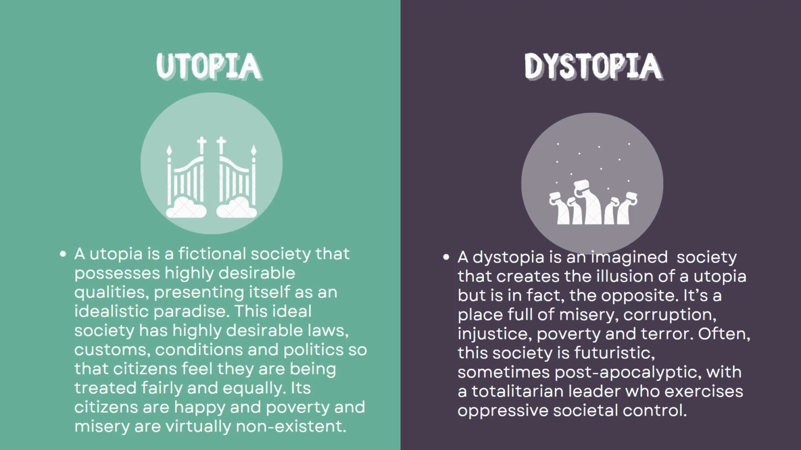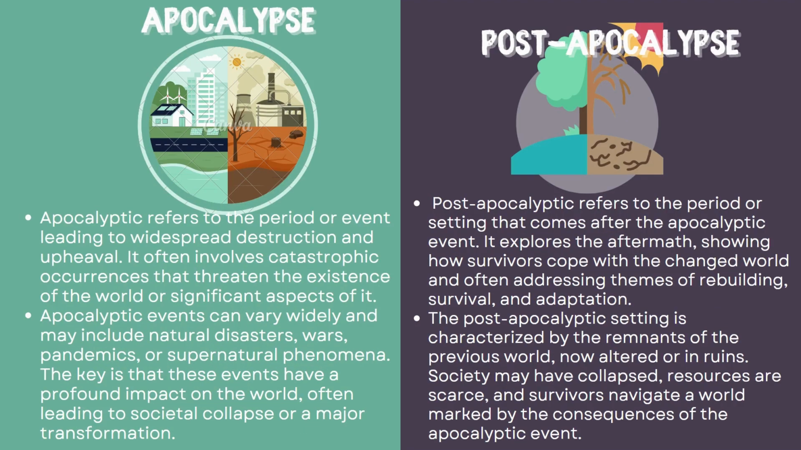So, when it comes to dystopia, it's actually an imagined society that creates the illusion of a utopia but is in fact the opposite. So, it's a place full of misery, corruption, injustice, poverty, and terror. Often, this society is futuristic, sometimes post apocalyptic, with a totalitarian leader who exercises oppressive societal control. So, hope you understand the difference between the two concepts, which is very much essential when it comes to apocalypse and post-apocalypse. So, here again, a distinction is drawn between these two concepts.